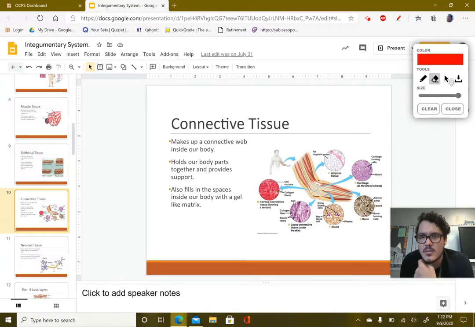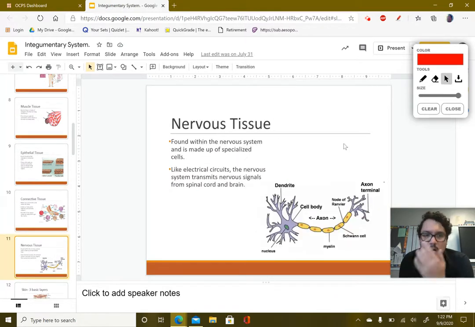Okay, and moving on. Nervous tissue. This is a little bit easier, right? If you've taken some sort of psychology course or other science classes, you should know what the cell is. And if you don't even recognize the cell, it's not a big deal because we have chapters covering this stuff. But nervous tissue is found within the nervous system, as the name implies, and it's made up of specialized cells. What are those specialized cells called? Neurons. So we'll learn all about that in the future.